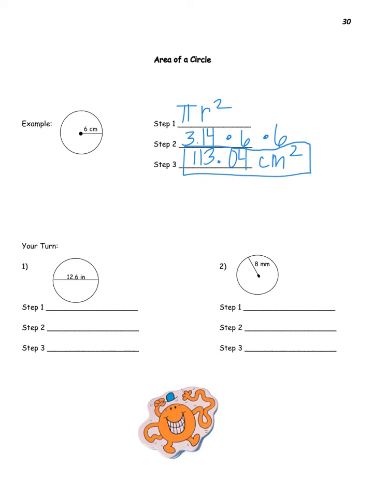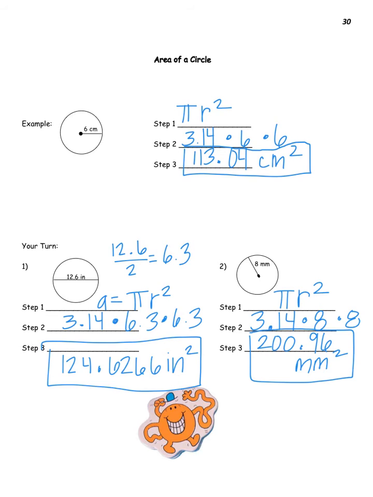For this first example, let's make that into a radius for the formula. So we get 6.3. Now go ahead and pause your screen and try numbers 1 and 2. Let's go ahead and check yourself on numbers 1 and 2. If you missed something, fix it. If not, move on.